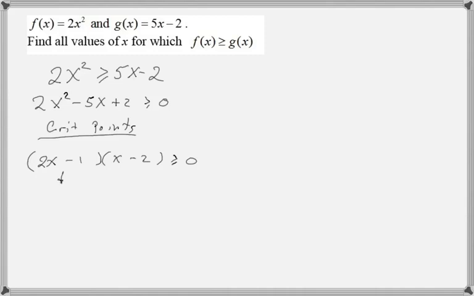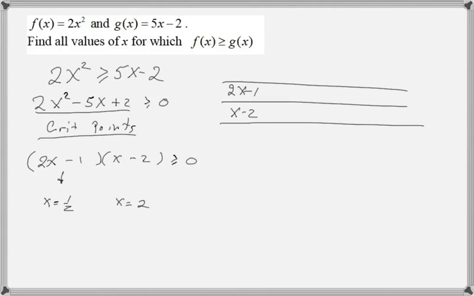So my critical points from here, if I set this equal to 0, add 1 to both sides, divide by 2, I'll get x as a half. And when I set x minus 2 equal to 0, I'll get x is equal to 2. So from here, I'm going to make a chart to look at the signs of the factors, and then I can come back and look at the signs of our original polynomial. So I want to know what the sign of 2x minus 1 is, what the sign of x minus 2 is, and I'm going to do that between the critical points for our problem.